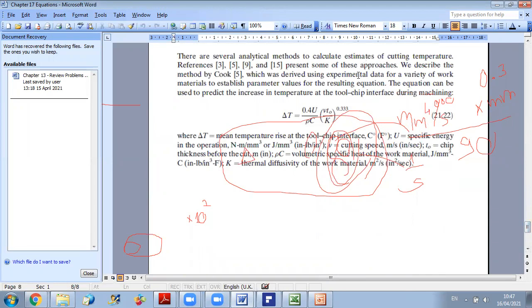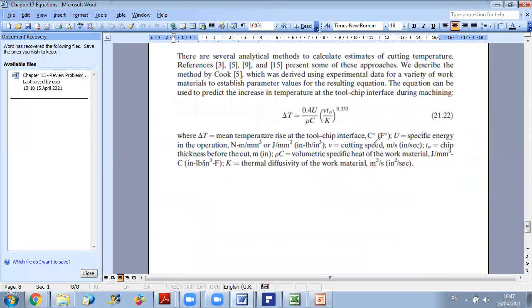They told you in this equation U should be in Newton meter per millimeter cube, and the value of rho C should be in joule per millimeter cube. So you should pay attention to this. In case you want to change, if I put U in meter cube, then rho C should also be in joule per meter cube, because at the end the millimeter cube or meter cube will simplify. But to avoid confusion, respect the units I asked for.